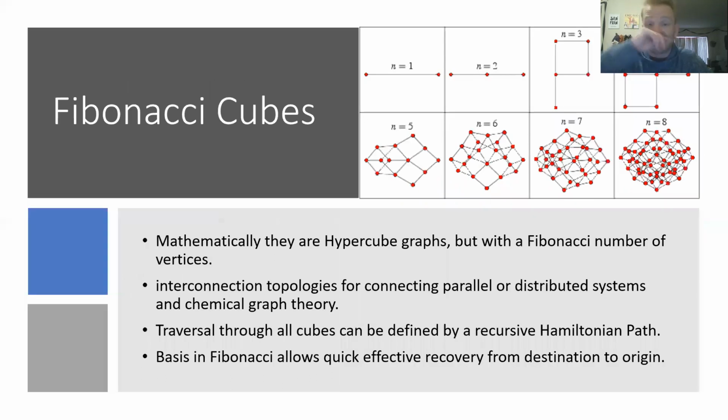Moving forward, we have Fibonacci cubes, and this is where it gets a bit more complex. Fibonacci cubes are hypercube graphs, but they always have a Fibonacci number of vertices. So we see that if you look at n equals 1, you have 2. N equals 2, you have 3, and then the next one has 5, and then the next one has 8.